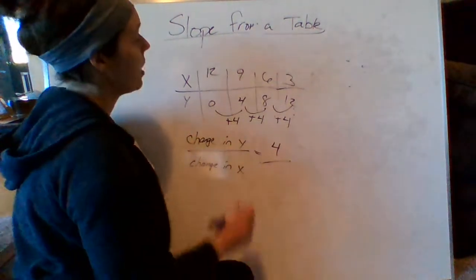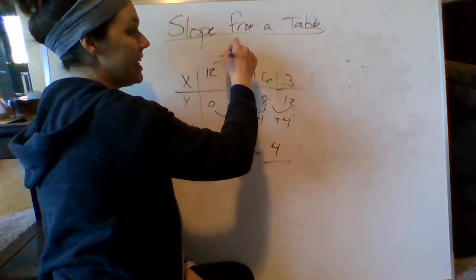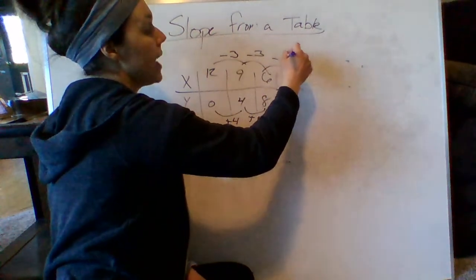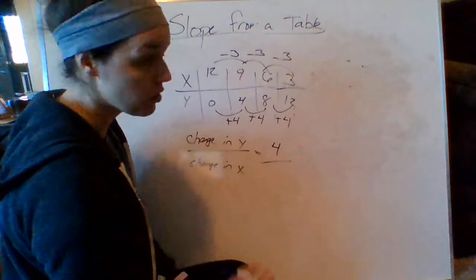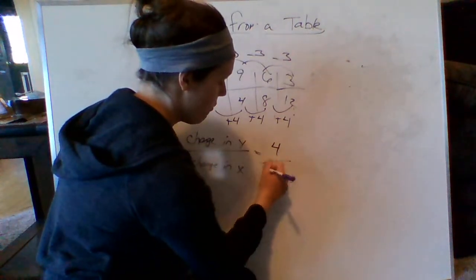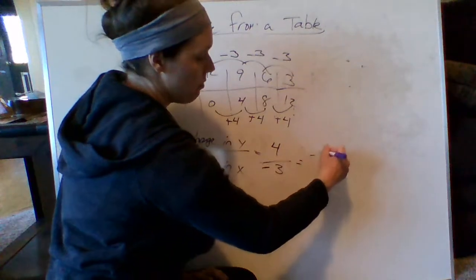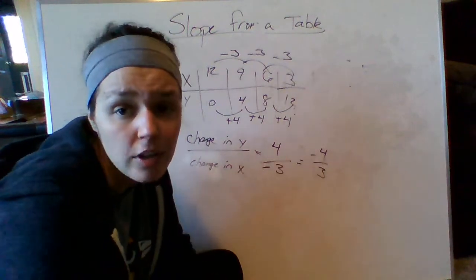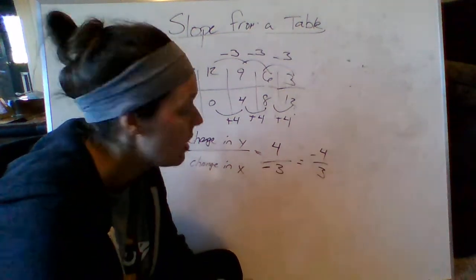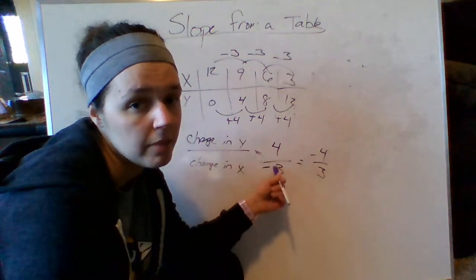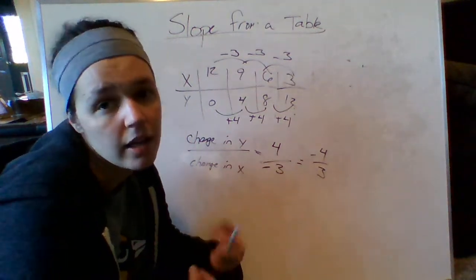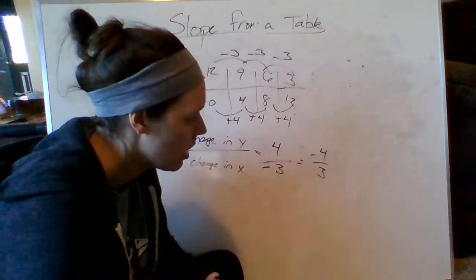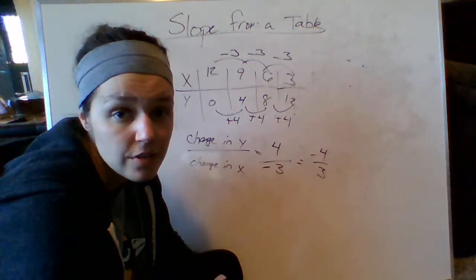Change in x. We went from 12 to 9. That is minus 3. 9 to 6, minus 3. 6 to 3, minus 3, aka negative 3. So we'll work left to right here. You have 4 over negative 3, and it's up to you, but I would put the negative sign on the top. It doesn't matter, but when you type it into the computer, they want the negative sign in the front, not in the bottom. It's the same thing. I regrade it to look at it, but if you want an answer right away, put it in the front. So that's when you have a negative slope.